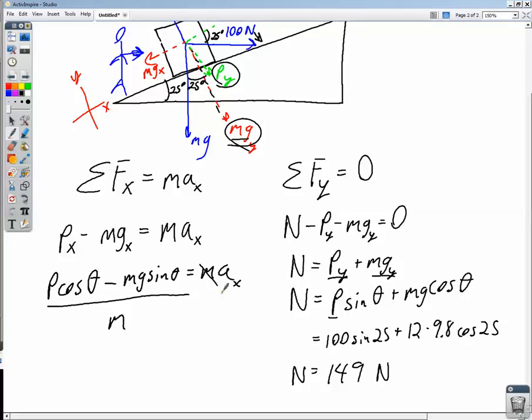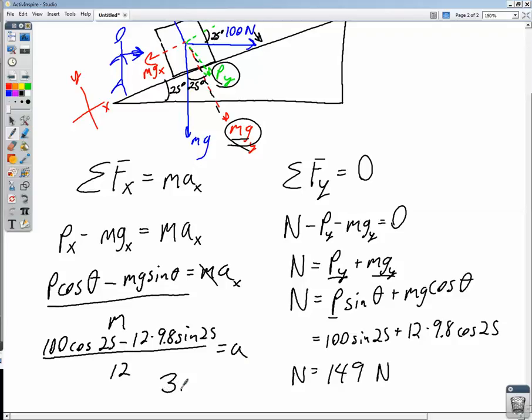M cancels there. And again, we know p, we know theta, we know m, we know g. So we can plug in numbers and solve. So the numbers we've got are 100 cos 25 minus 12 times 9.8 times the sine of 25, all divided by 12. And that's going to equal the acceleration. Again, putting them into the calculator. To 3 sig figs, my calculator is telling me 3.41 meters per second squared is equal to the acceleration.